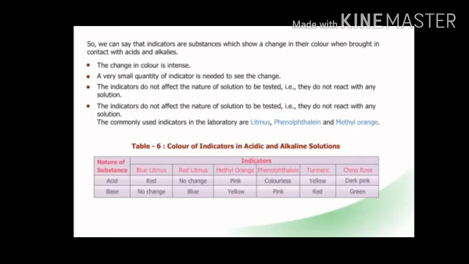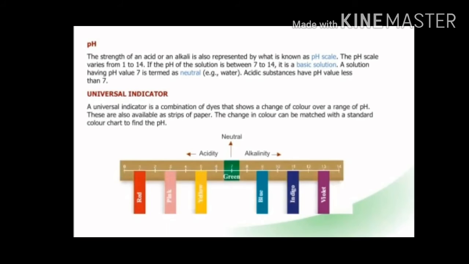So by the color change, we can understand the nature of the substance. Now children, by the use of indicators, we can understand whether the substance is acidic, basic or neutral. And the next topic is pH. pH tells us the strength of the acid, whether it is a strong acid or weak acid, and similarly for the base. pH is the potential of hydrogen ion concentration, and the pH scale varies from 1 to 14.